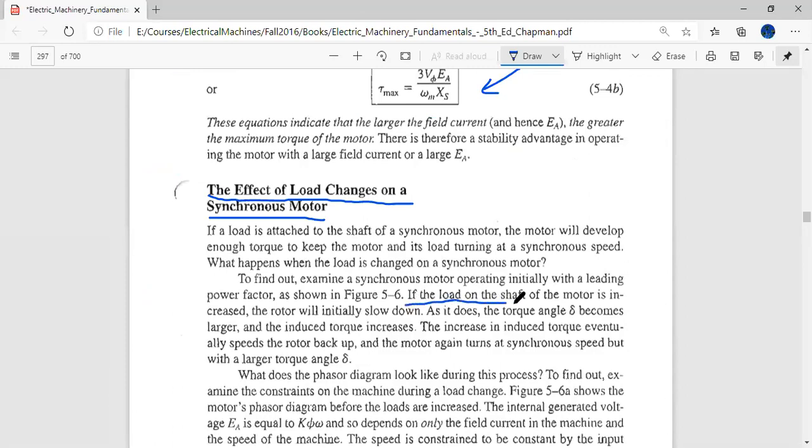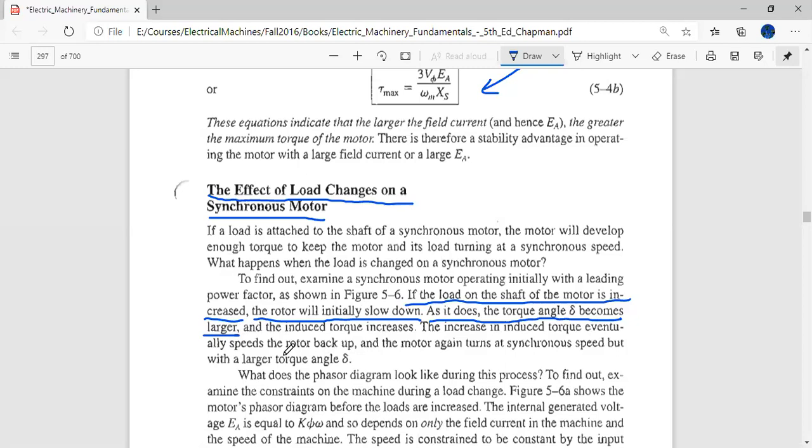If the load on the shaft of the motor is increased, that means the mechanical load, the motor will slow down. The rotor will initially slow down, but when it does, the torque angle will become larger, because this torque angle is the angle between the rotor and the stator fields, as we had studied before. So if one side, the rotor side, becomes slower, this angle will obviously increase.